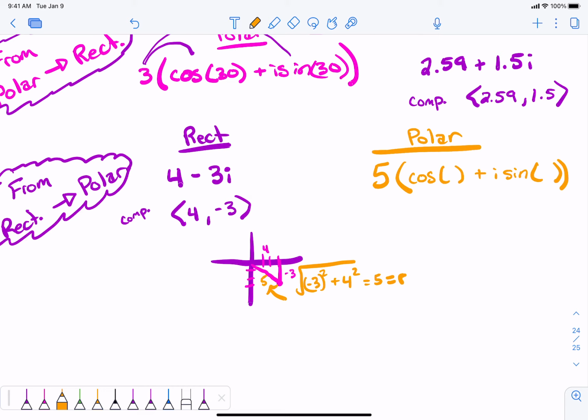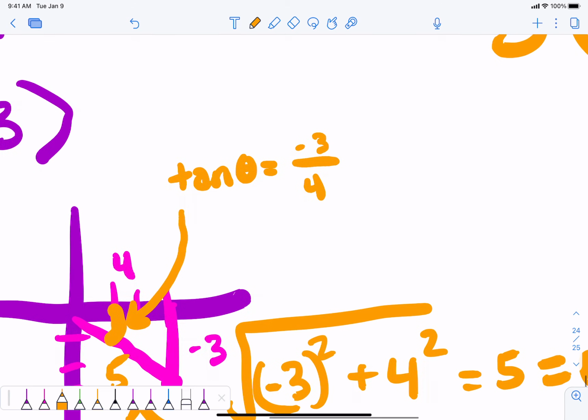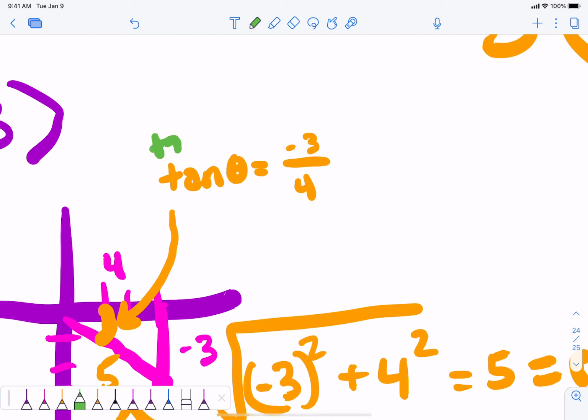Okay, good. Are we good so far? All right. So the last thing I have to do is find the angle. I have to find this angle first, which is always going to be that tangent value. So I'm going to do tangent of angle theta is equal to, tangent is opposite over adjacent. So what over what? Negative 3 over 4. To get theta out of there, inverse tangent. So find what inverse tangent of negative 3 over 4 is.